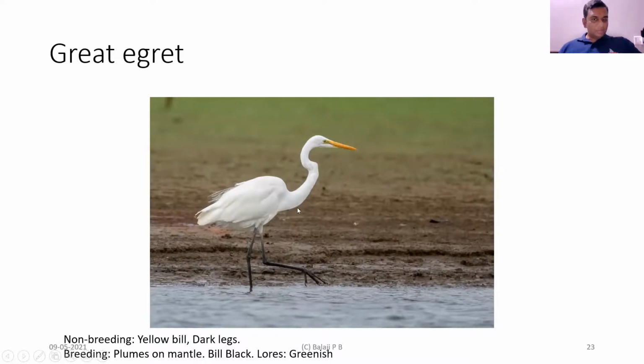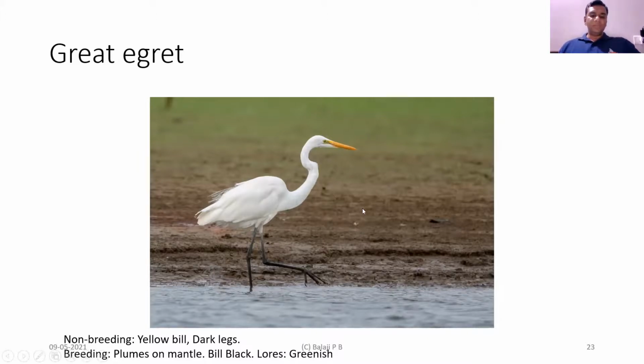It has plumes on the breast. It has plumes on the mantle as well. The intermediate egret does not have any plumes on the nape or on the breast. Sorry, it has only on the breast and the mantle. The great egret only has plumes on the mantle. It doesn't have plumes on the nape. It doesn't have plumes on the breast in the breeding plumage.